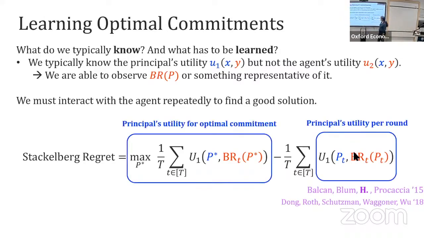This definition is very similar to regret the way I defined it before, in the sense that you're still trying to compete with the best strategy, but the way you define the best strategy is slightly different. You look at the commitment value of that strategy. So what would have been the optimal commitment value for the principal? And then you say, okay, well, I didn't know what my optimal commitment would have been, but I kept interacting with the agent.